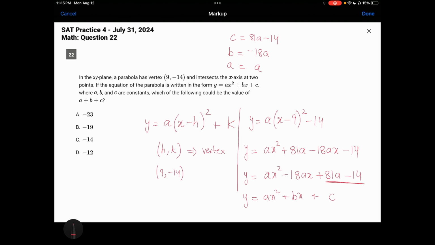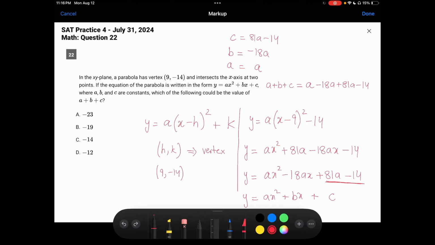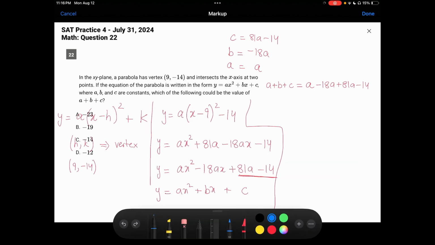They've asked us for a + b + c. So a + b + c turns out to be a - 18a + 81a - 14. We're simply plugging in the values we found from this comparison over here. Let's clear up our screen a little, make some space. Now the expression underlined in blue turns out to be 64a - 14.